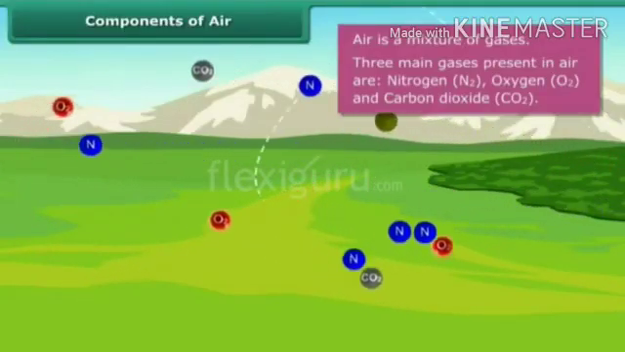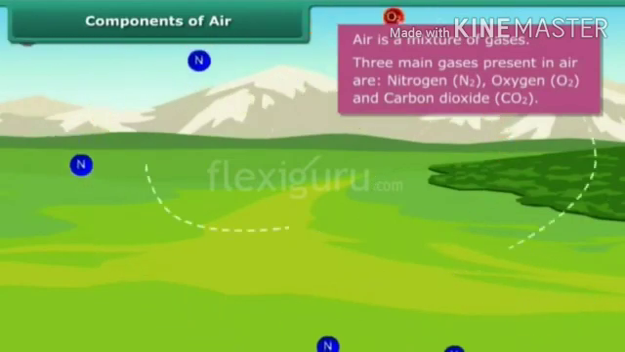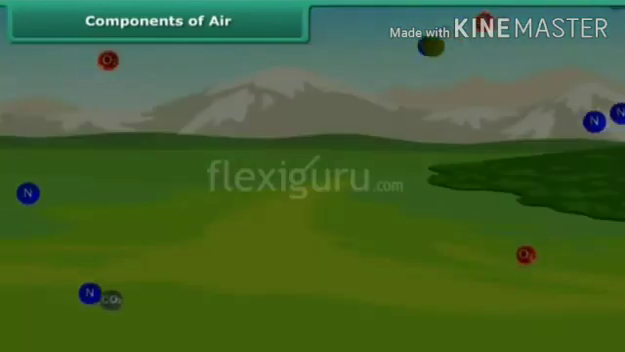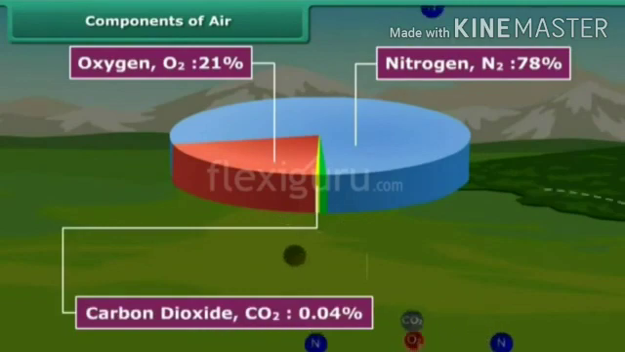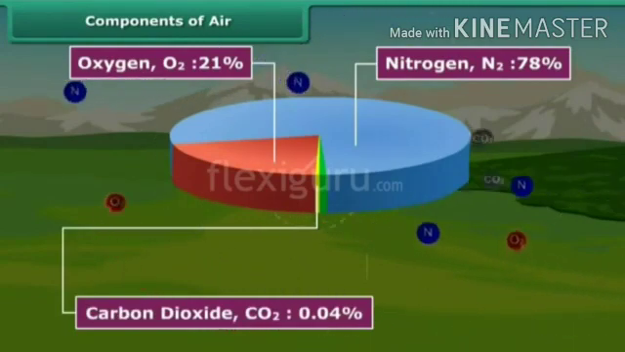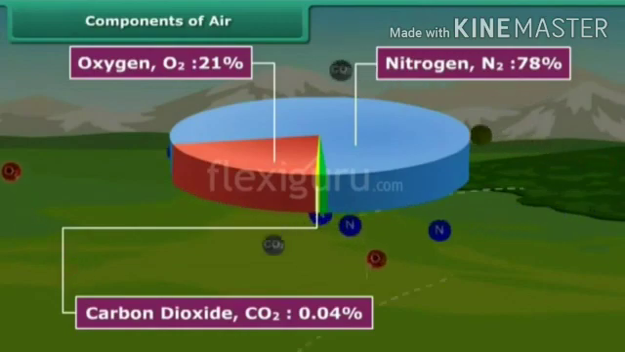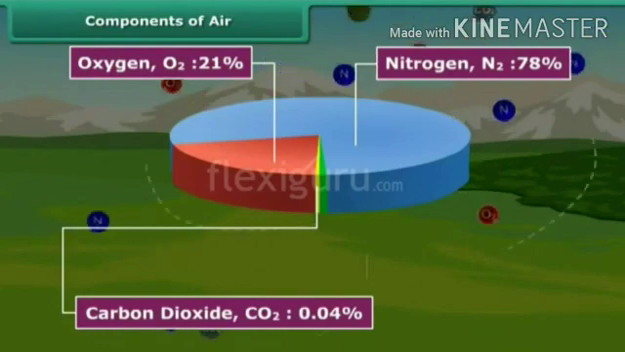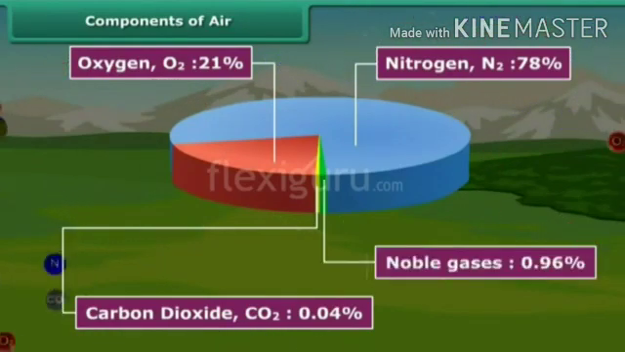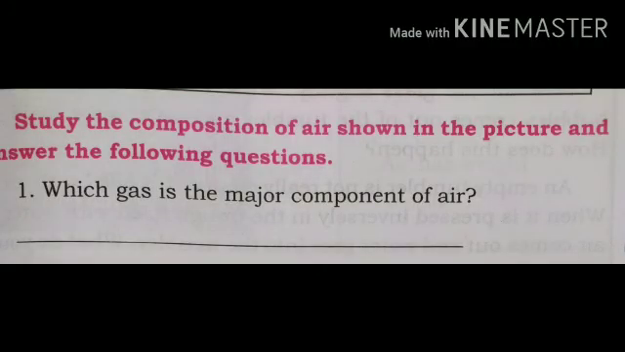Now let's see the components of air. Air is a mixture of many gases. The three main gases present in air are nitrogen, oxygen and carbon dioxide. Nitrogen forms 78%, oxygen forms 21% and carbon dioxide forms 0.04% of the air. Besides these three gases, air also contains water vapor, dust particles and some other gases known as noble gases, that is 0.96%.